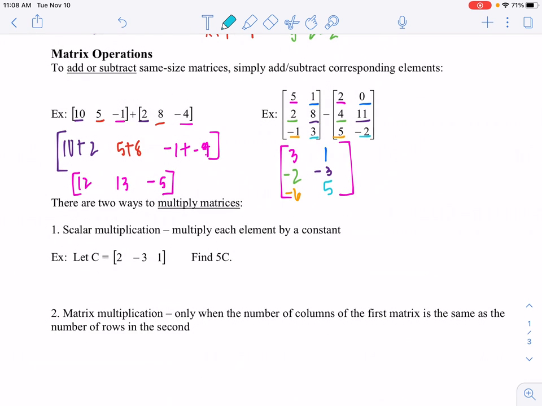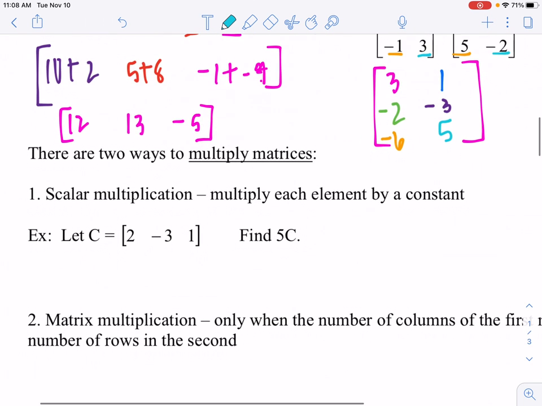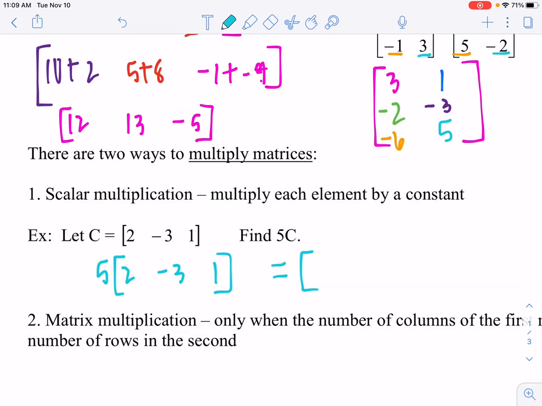You can also multiply matrices, which is a little harder, but the one that we're going to talk about first isn't too terribly bad. So scalar multiplication, let's say C is equal to the matrix 2, negative 3, positive 1, and we want to find 5C. All we're going to do is multiply that constant. It's almost like distributing to that entire matrix. So it will become 10, negative 15, 5. So we literally distributed that 5 to each term to find 5C.